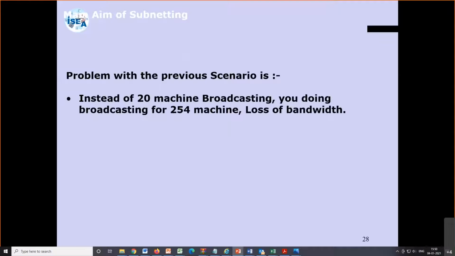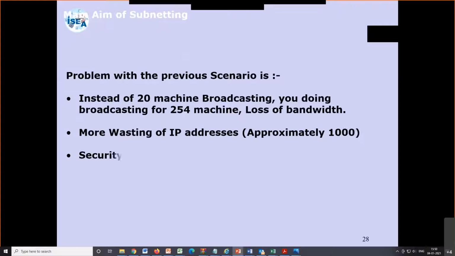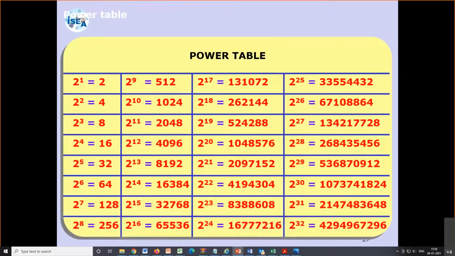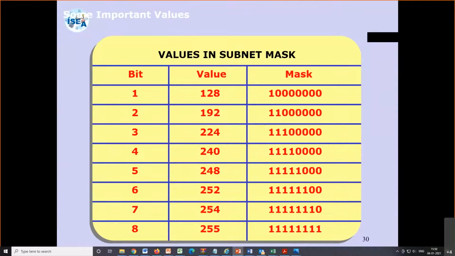So you have to use subnetting for this 100. You need to learn this power table, and you have to understand this subnet value. If you add 1 bit in the 128 mask, if you add 2 bits as ones, it is 192, and so on. That is what the subnet mask values are.